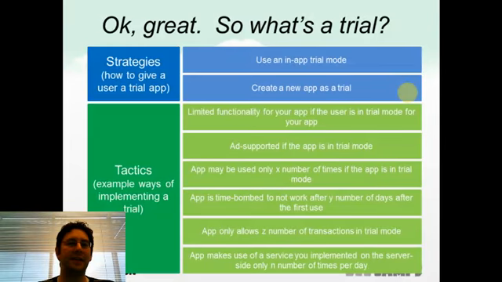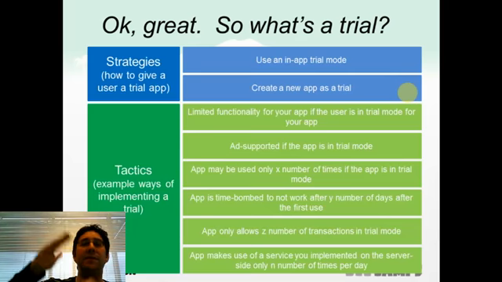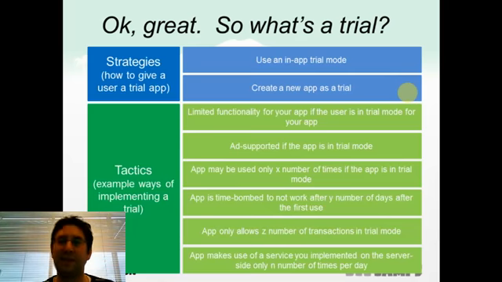But in addition to the strategies, there's some tactics, right? So how do you implement a trial? So there's a difference between how you give a user a trial, but also how do you implement the trial in your application, right? One is the typical one, which is limiting the functionality, right? So you have an application that is a camera application, so you can take pictures and maybe you can do a whole bunch of filters on it, but then you can't save the picture. That's pretty limiting. So it gives you an idea of what the application can do.